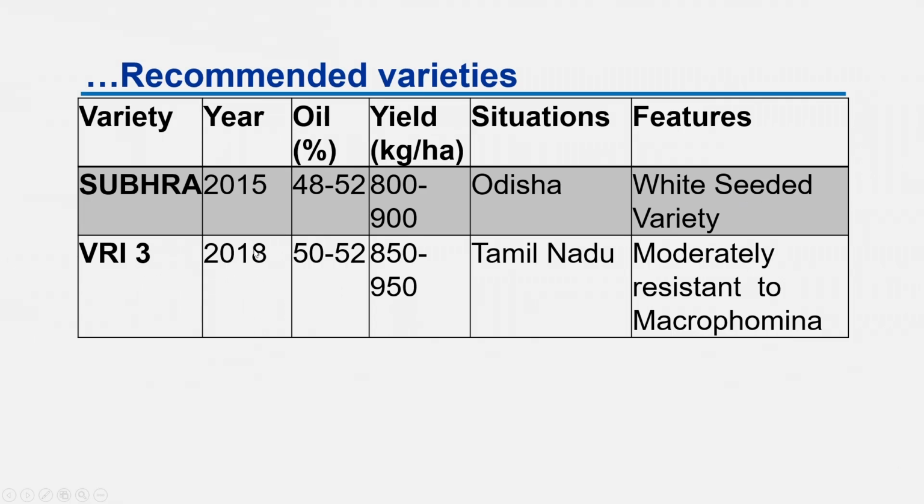VRI 3, 2018 release year and 50 to 52% oil content, yield potential is 850 to 950 kilogram per hectare, recommended for Tamil Nadu, moderately resistant to macrophomina.